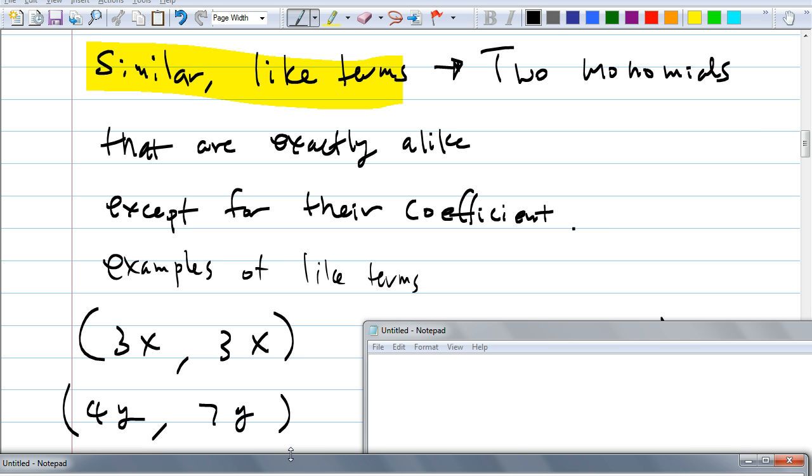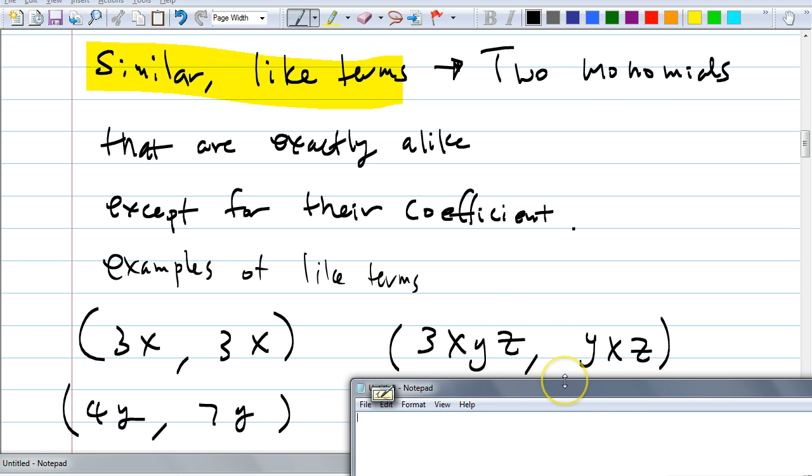Okay. So write that down. I'll wait. So like terms or similar terms, when we talk about like terms or similar terms, we mean that these are two monomials that look exactly alike, except for their coefficient. Okay. So write that down. How about, look at these two terms, 3xyz and yxz. Are these like terms? 3xyz and then yxz? No. How many people think no? Raise your hand. How many people think yes, they are like terms?